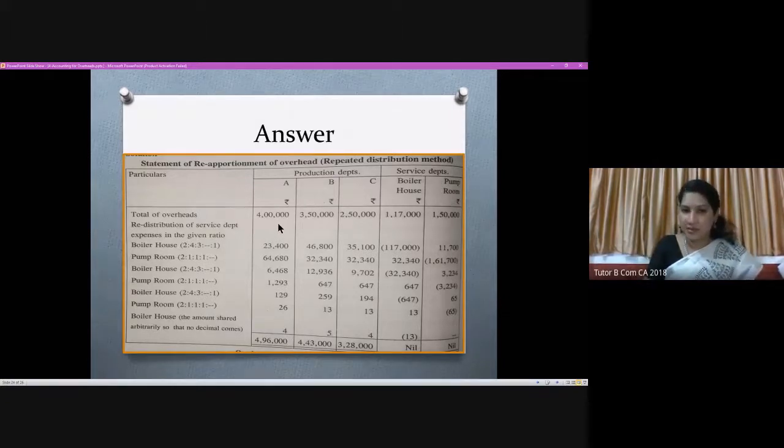See here. We have the primary distribution summary of A, B, C, as well as the service department being put here. Now we start with the secondary distribution. As we know, in this case, the service departments are boiler house and pump room. Now we have to share the expenses of boiler house and pump room to all the production departments. But since it is repeated distribution method, we would be sharing with the other service department also. So that is where we start first with the expense of boiler house.